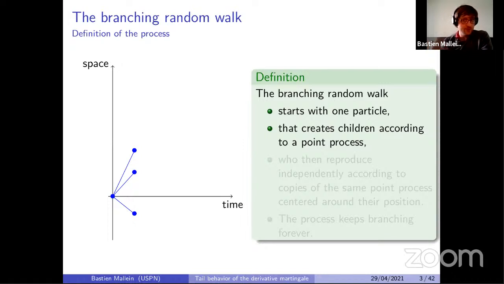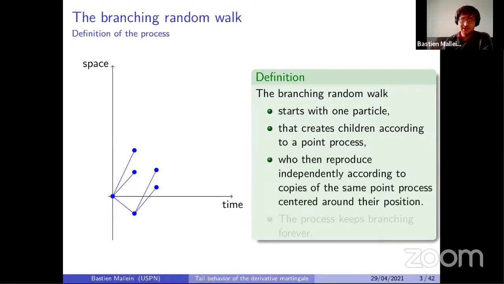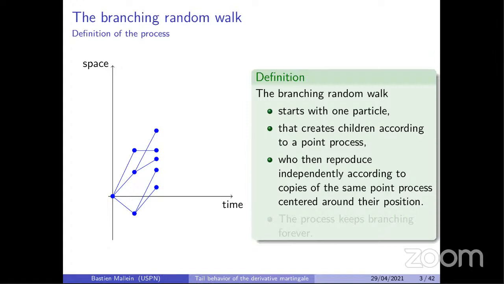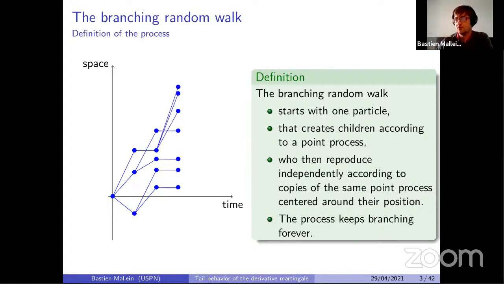Then each of the children will reproduce itself independently of one another according to an independent copy of the same point process, with a displacement which is also translated by the position of the parent. So each child particle inherits the position of its parent plus a random fluctuation. And then the process keeps branching forever like this. So at every step, the particles reproduce independently and create more and more particles over time.